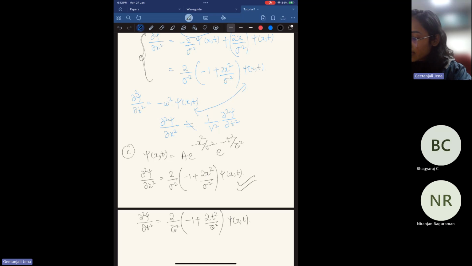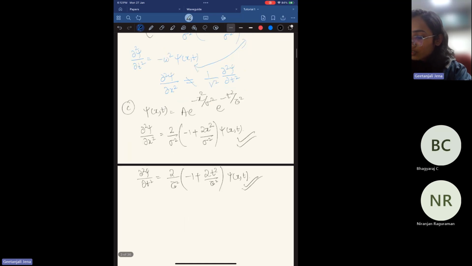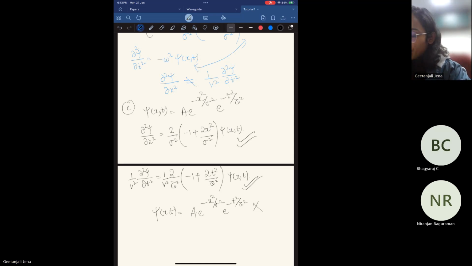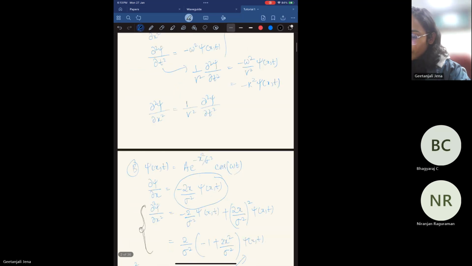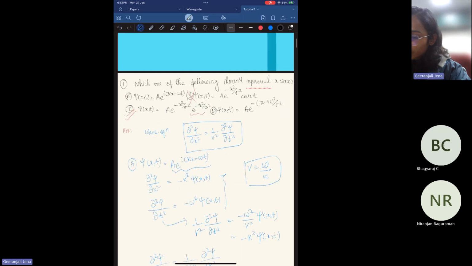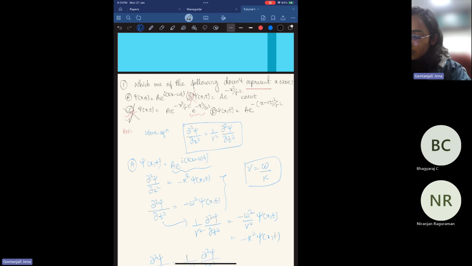And you can see these two are not equal. So if you take 1 by v square of this, these are not equal. So that means if you take a wave function or electric field of the form e to the power minus x square by sigma square and e to the power minus t square by tau square, then it is not a wave. It doesn't represent a wave. So C is not a wave.